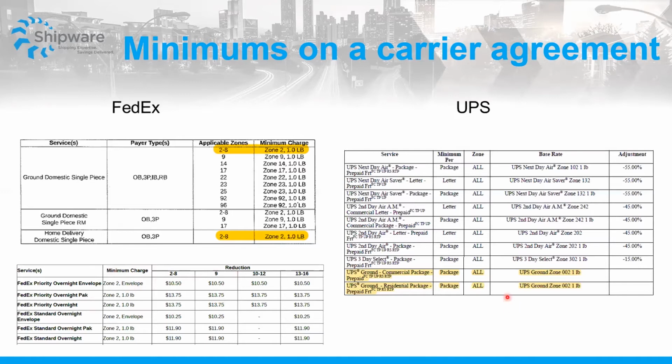UPS over on the right, they group their minimums by domestic and international. So this is the domestic minimum section that you would see on your agreement. So you can see you've got the express services listed first, and then ground, commercial, and residential down at the bottom. Same kind of idea. You can see the ground minimum is the Zone 2 1-pound rate for commercial and residential. And then for the express services, same thing. It's the 102 1-pound rate, and then there's an adjustment off of that, and that adjustment's 55%. Same logic applies as FedEx. So the minimum charge you would pay would be 55% less than the Zone 102 1-pound rate.